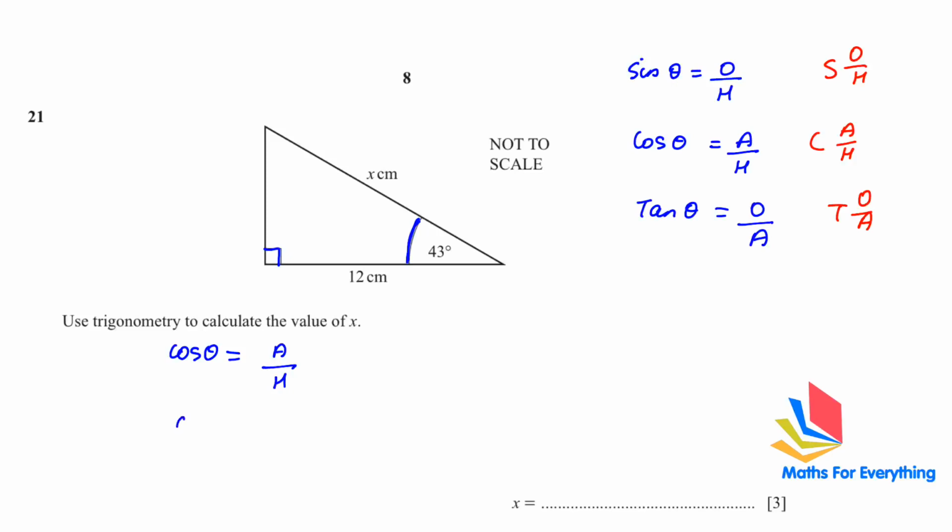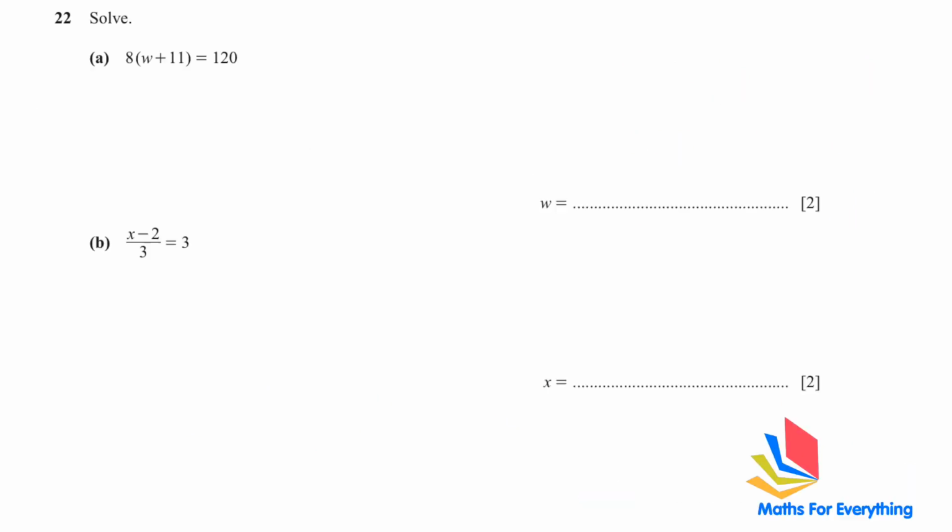Theta is your angle. So cos 43 is equal to adjacent, which is 12, and hypotenuse, which is x. To find x, we cross multiply. We bring the x this side and the cos 43 here. And 16.4 is our answer. So x is 16.4.